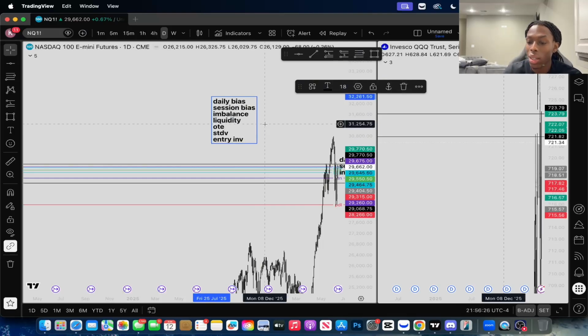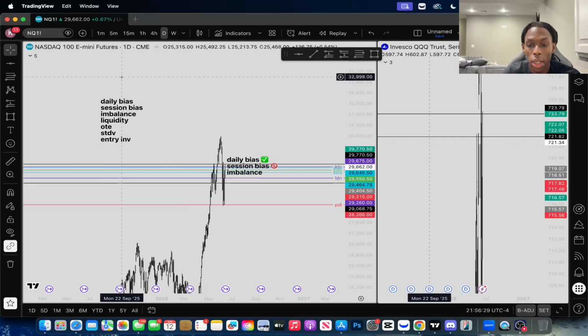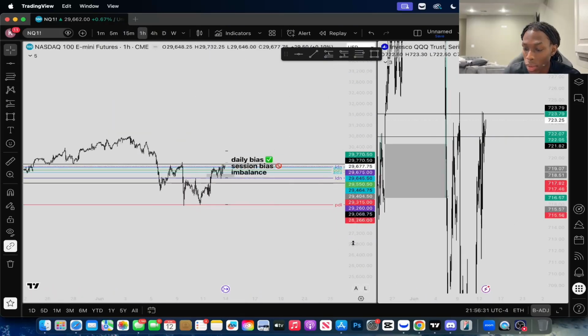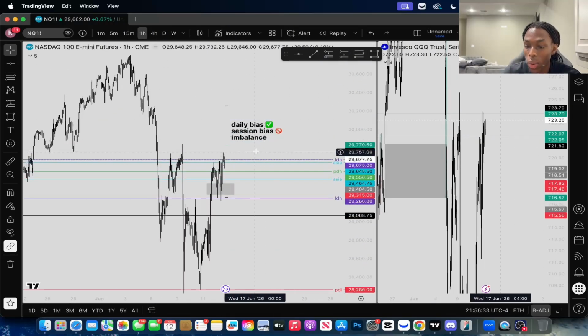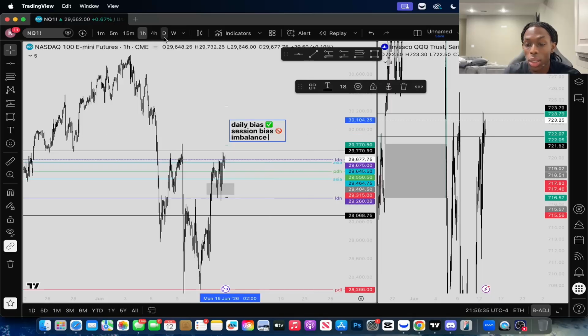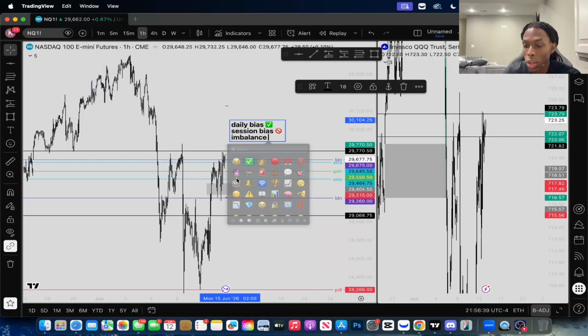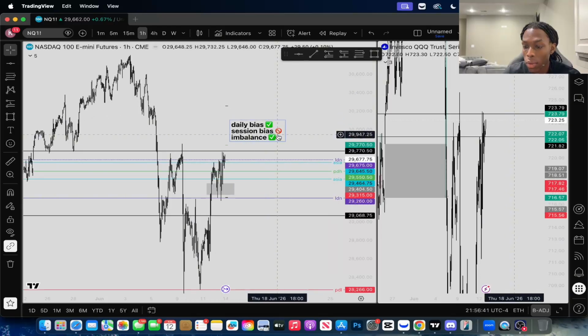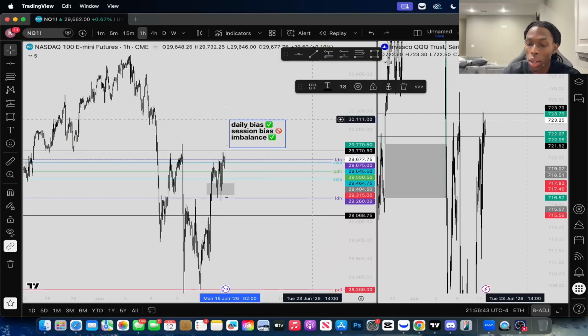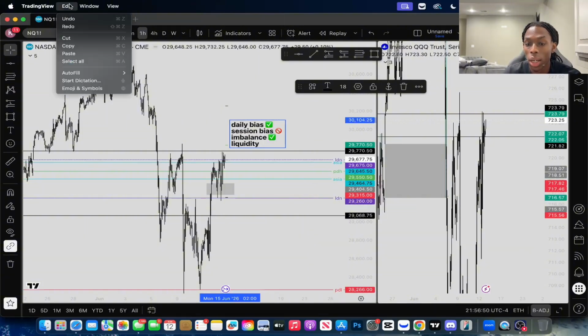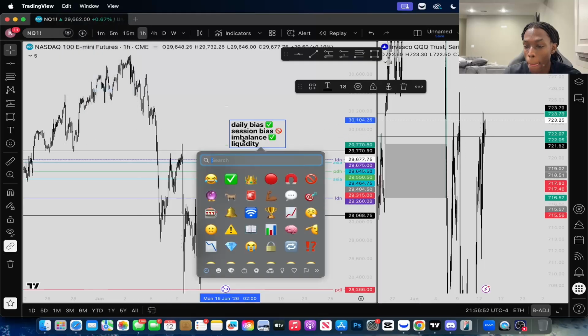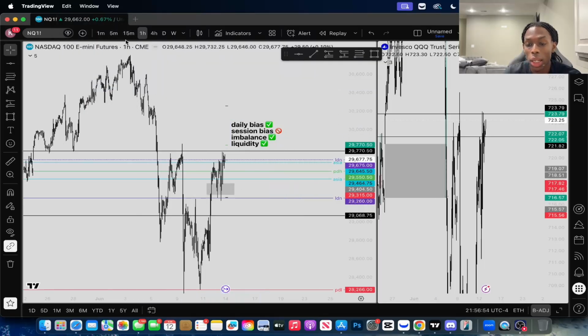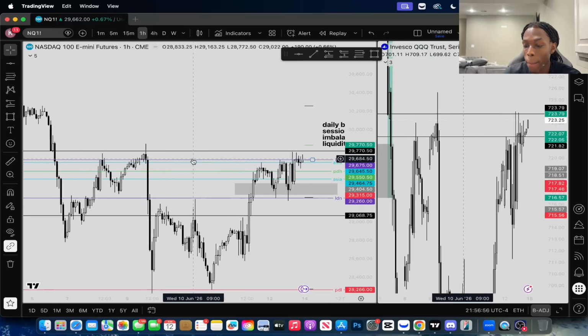Liquidity. You want to look for liquidity as well, so don't forget about that. But yeah, so we have the imbalance as well. There's an imbalance that we want to pay attention to. For liquidity today, liquidity is going to be London low. So I want to see London low get taken out for a bounce.